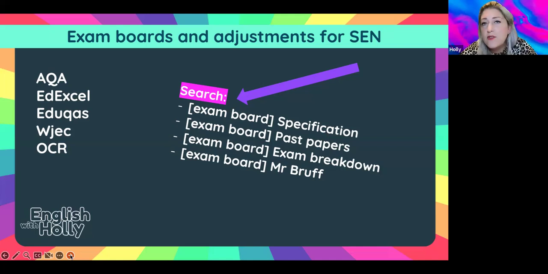So make sure that any resources that you're using are exam board specific, or that they're not exam board specific, so that they're suitable for all of the assessment objectives and all of the skills needed. There's some suggestions here of things that you might search alongside the exam board.